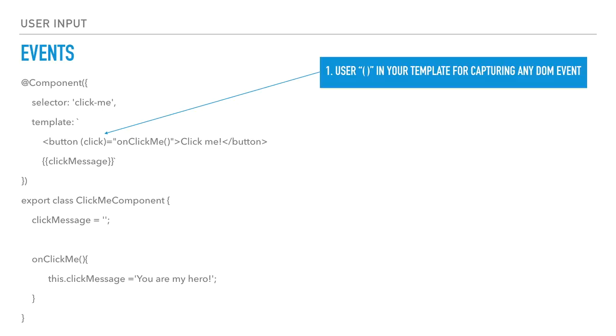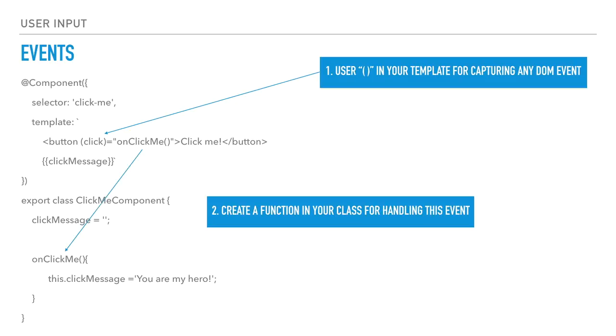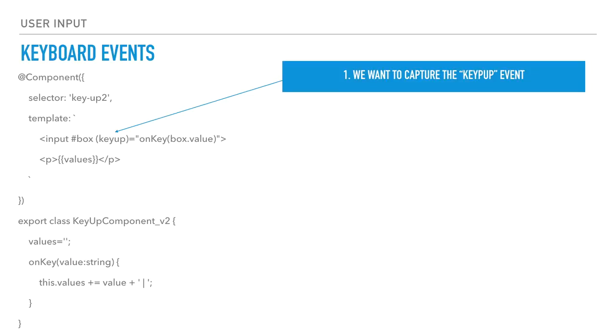And then we need a function handler in our component class that will take care of the logic when the user clicks, right? It's very important to remember that we put the click with the parentheses and we call the function. So this is what is going to happen when the user clicks: Angular will call onClickMe in the component, in this case ClickMeComponent, and it will execute the code that is inside the function. Pretty straightforward, right? Let's see another example.